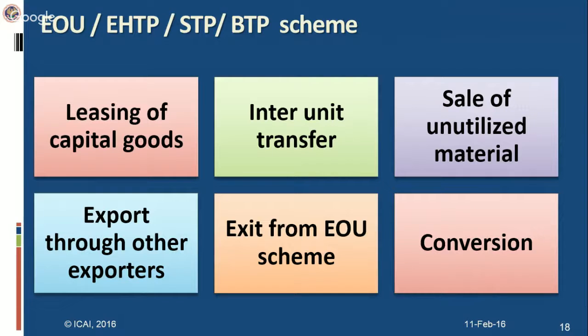First of which is leasing of capital goods. Now, leasing of capital goods: an EOU, EHTP, STP or BTP unit may source capital goods from a domestic or foreign leasing company without payment of excise or custom duty on the basis of a firm contract between the parties. So if they are having a firm contract, then they can procure it.